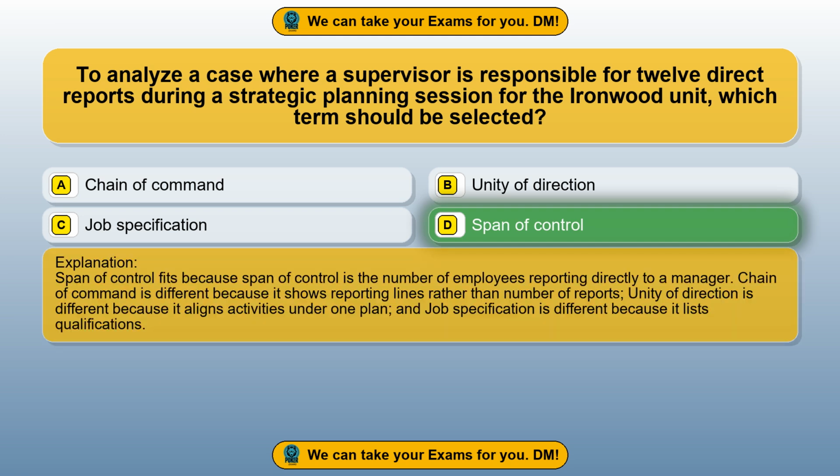Span of control fits because span of control is the number of employees reporting directly to a manager. Chain of command is different because it shows reporting lines rather than number of reports. Unity of direction is different because it aligns activities under one plan, and job specification is different because it lists qualifications.